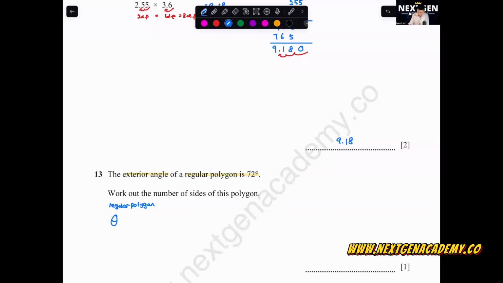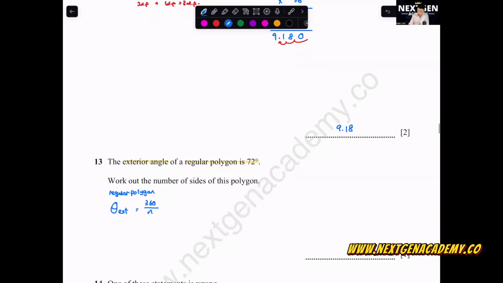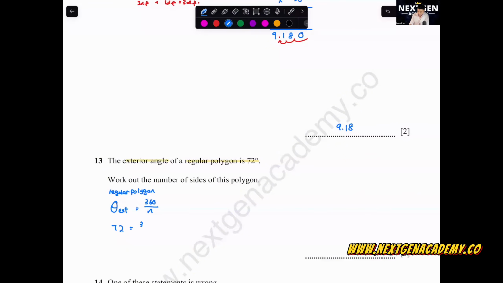So I want you to write this down. Theta, theta is a symbol for angle. You can write here exterior equals 360 over n. They say right now if theta equals 72, what is the n value? So n equals 360 over 72. Go and divide this. What times 72 will be 360? You'll get 5.